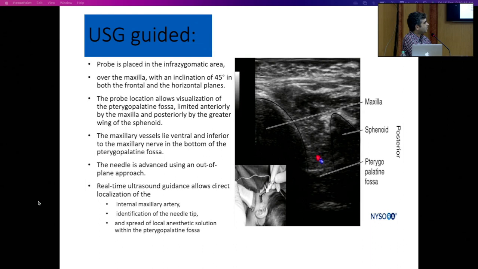Here the landmark anteriorly is the maxilla and posteriorly the sphenoid sinus, and this is the pterygopalatine fossa. In the base of this fossa you see the maxillary vessels, which lie ventral and inferior to the maxillary nerve, and the needle is advanced using an out of plane approach. So this is the position of the probe, placed in the infrazygomatic area, and real-time ultrasound guidance allows direct visualization of the internal maxillary artery, identification of the needle tip, as you can see here, and the spread of local anesthetic solution within the pterygopalatine fossa.